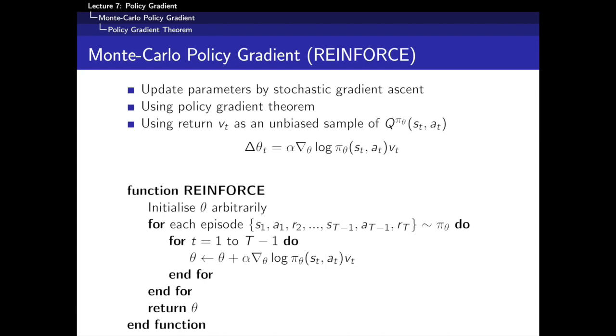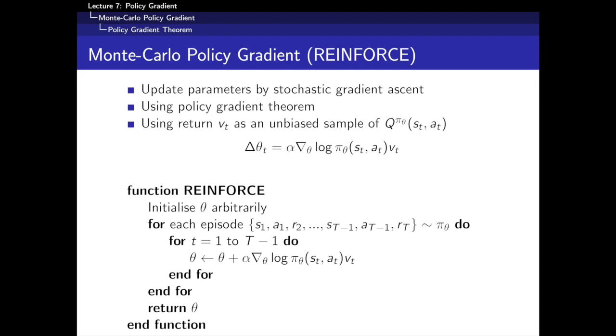So we're going to be in a state, we're going to start by taking this action, and we're going to see what return we got, and we're going to use that as an estimate of Q. And we're just going to plug that into our policy gradient to give us an estimate of the direction to move. And so every single episode now, at each step, we're going to adjust our parameters a little bit in the direction of this score multiplied by the return that we actually got from that point onwards.